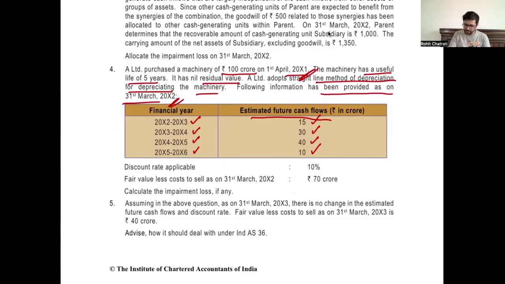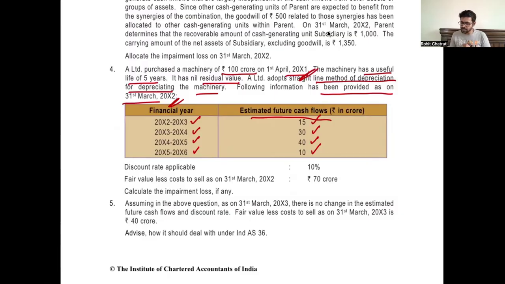Why do you think they've given us this? Because they want us to calculate the value in use. Remember, the value in use is by using the machinery, what are the cash flows that I'm going to generate from the machinery, discount them to today's terms, and that is going to be the value in use. It is the present value of the future cash flows expected to be derived from continuing use of the machine. What is the present value of the expected future cash flows to be generated from the continuing use of the machine? By using the machine, what I'm expected to generate in the form of cash flows.